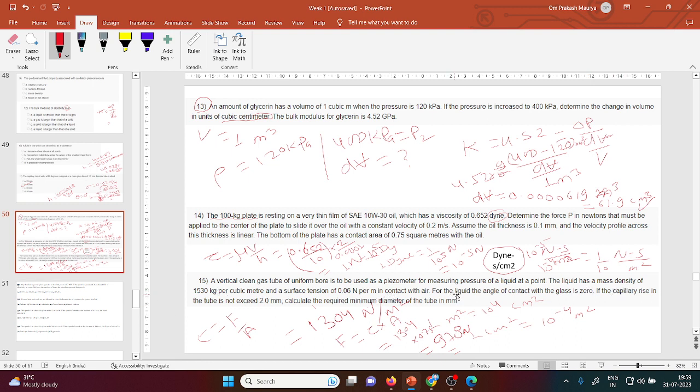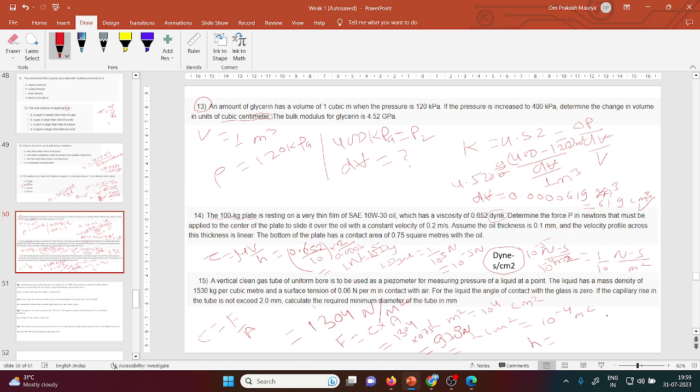This and this for a liquid angle of contact. Yes, this question is also about the capillary rise. So you can solve the capillary rise questions easily. Here the capillary rise is already given, only the diameter is asked. So you all know the diameter formula.